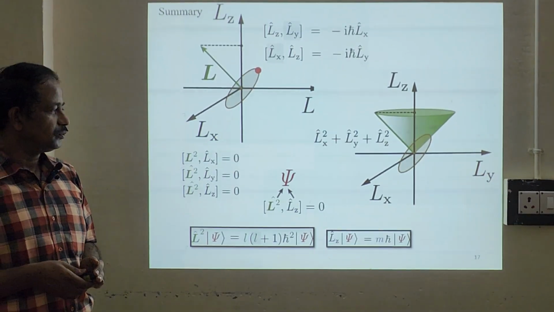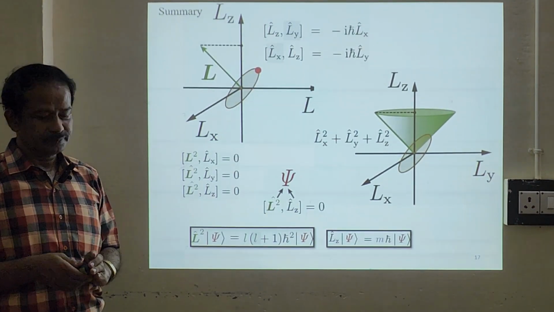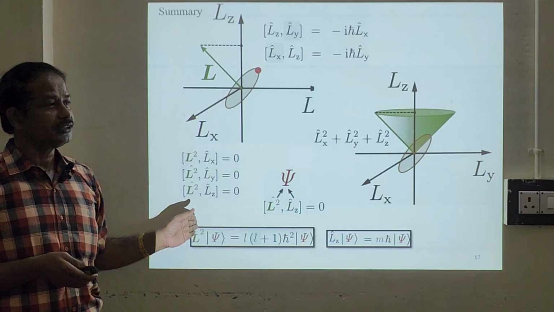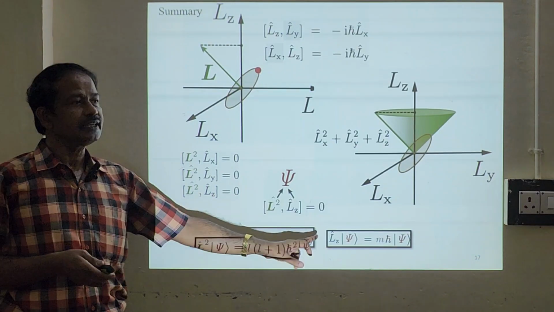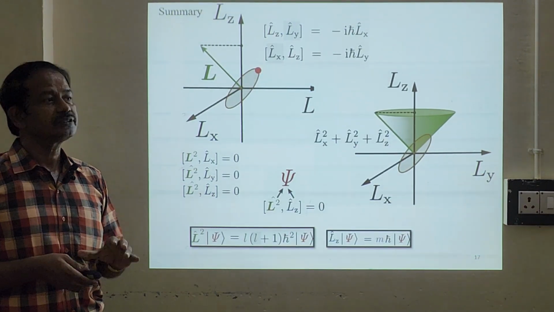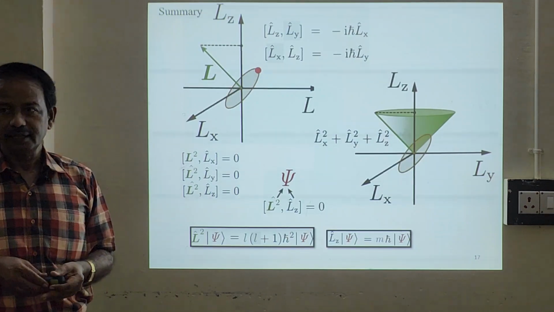Okay. So we'll stop for today. What we have learned today, very important, are the eigenvalue expressions of L squared and Lz, the physical properties of L squared and Lz, and also some expressions for the ladder operators.